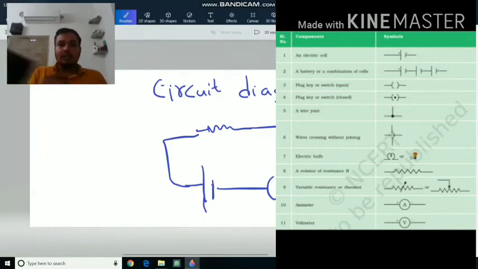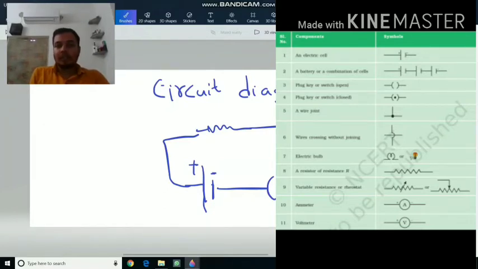Now, as you can see in this picture displayed on your screen, the first thing you can see is the cell. I have already explained to you that the bigger rod is the anode, the positive terminal, and the smaller rod is the cathode, the negative terminal. Okay. Next, if more than one cell is present, we call that a battery. Then third is the key.